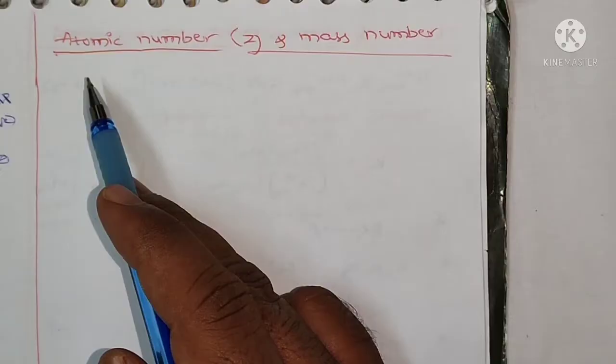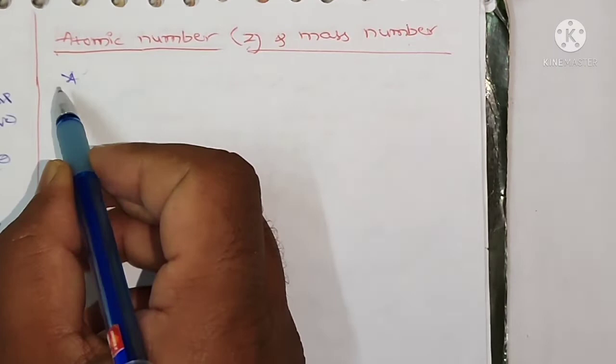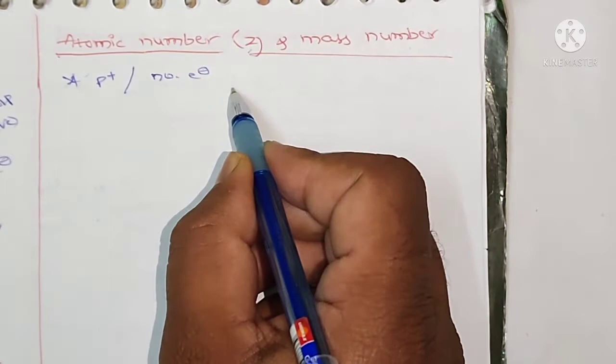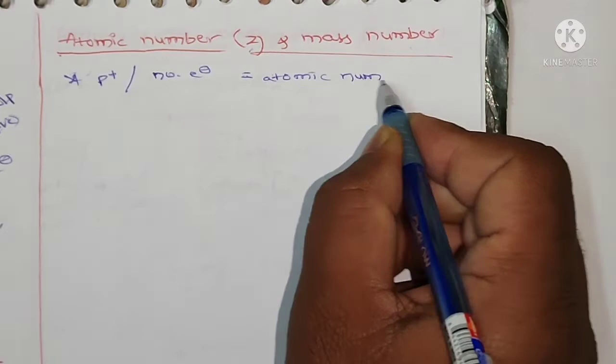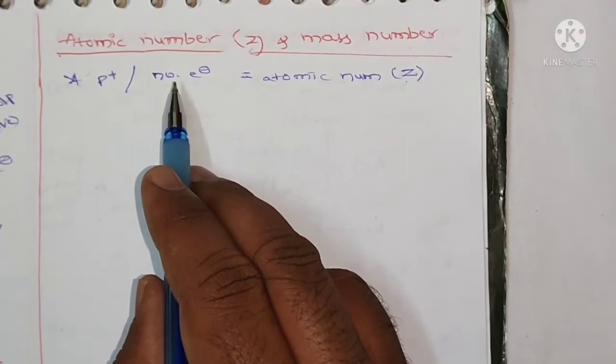Next, atomic number, which is represented by Z, and mass number. The number of protons or the number of electrons in a neutral atom is equal to the atomic number, and the atomic number is represented by Z.